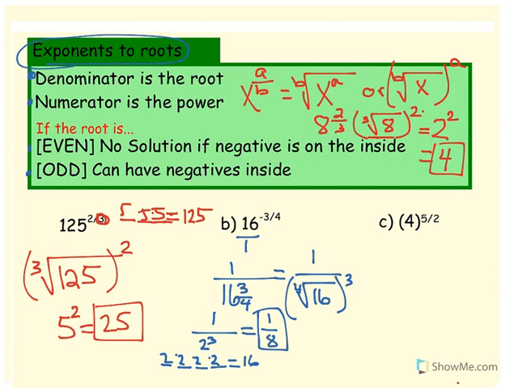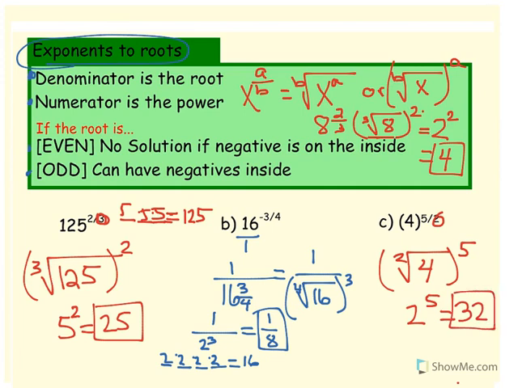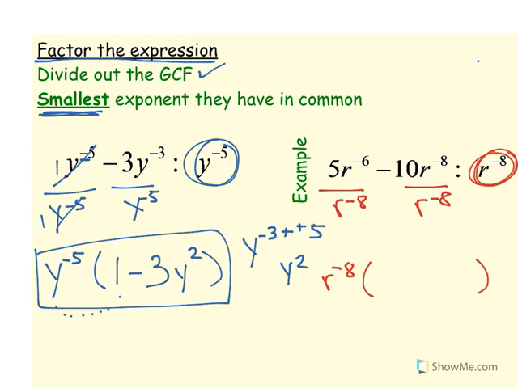And then let's move to the next example. We have 4 to the 5 halves. So we are going to put the 4, that is our base, underneath the radical, that is called the radicand. The denominator is a 2, so it is a square root, and then we're going to take it to the 5th power. Well, that's easy. The square root of 4 is 2. 2 to the 5th power. 2 times 2 is 4, times 2 is 8, times 2 is 16, times 2 is 32. So how does that feel? Take a moment, pause, go back to anything you need to look at.